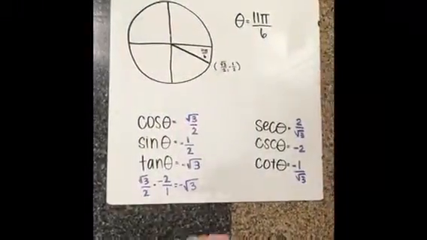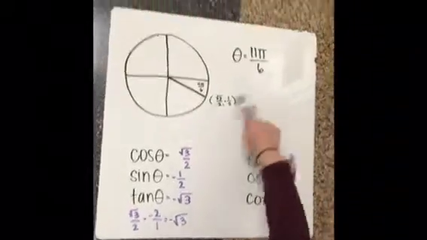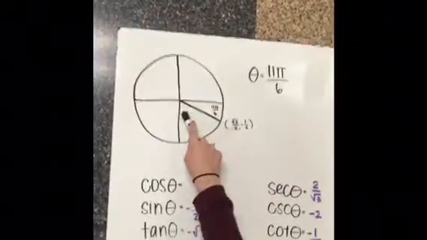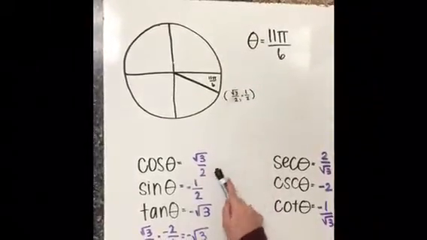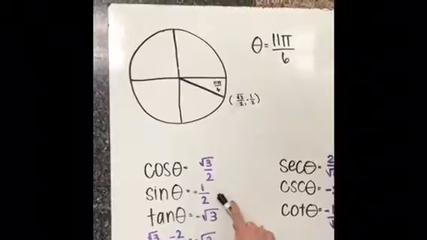So what we're going to evaluate is 11 pi over 6. This is 11 pi over 6 on the unit circle, and as you can see, the cosine is root 3 over 2 and the sine is negative 1 over 2.